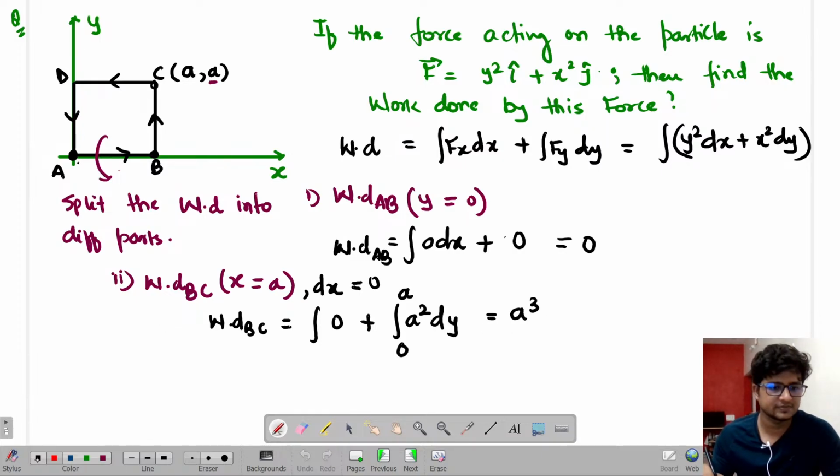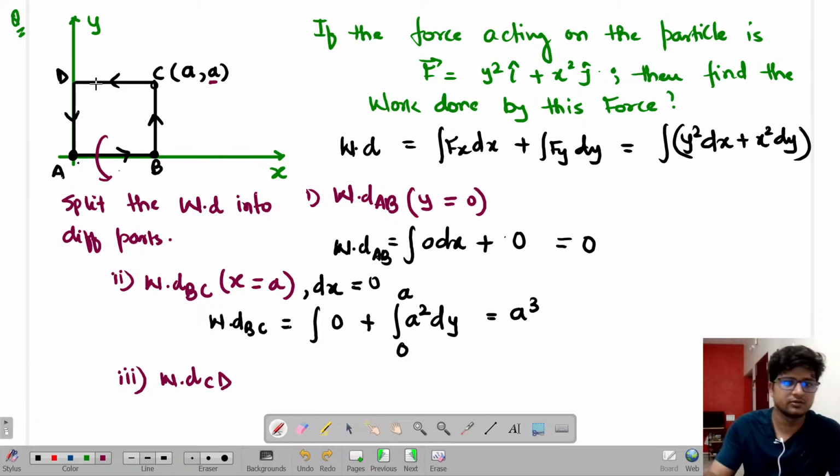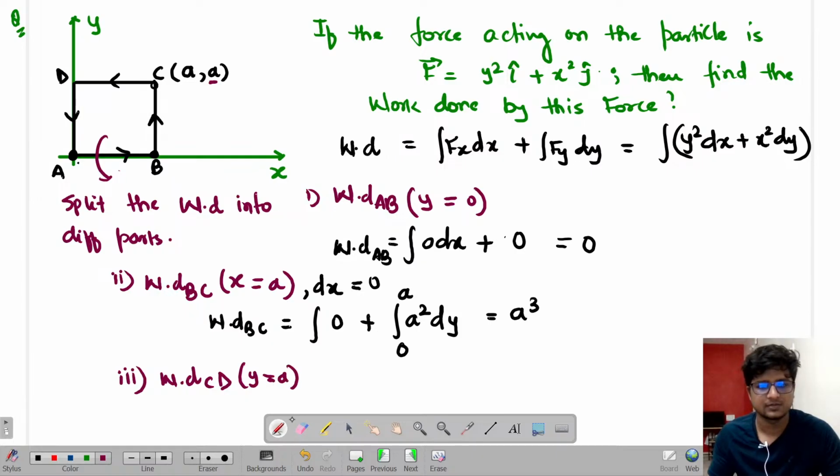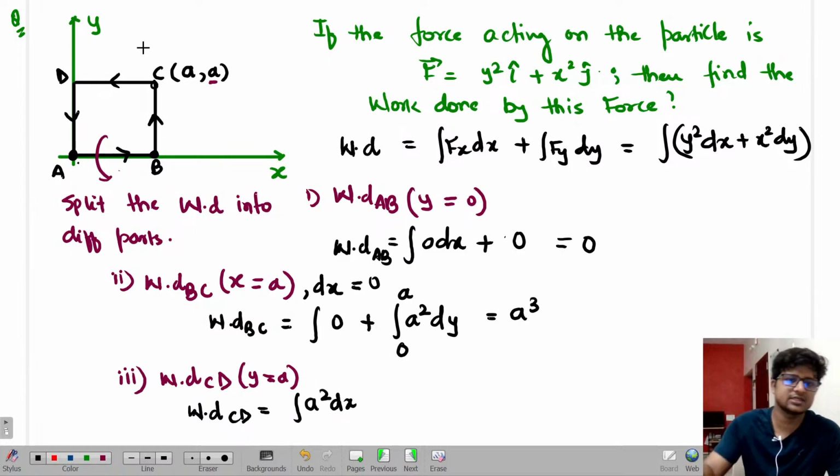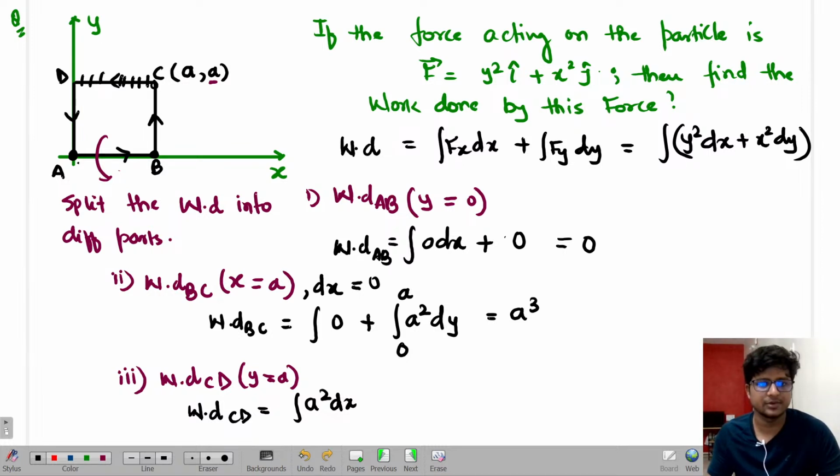Now the third term: if I look into the work done along CD, look over here, CD is present at y is equal to how much? a. As it is present along y is equal to a, then if I want to write the work done along CD, look over here, y square dx. Now here dx is changing. You look over here, the x variable is changing along this direction. So dx will exist. Are you able to get me or not?